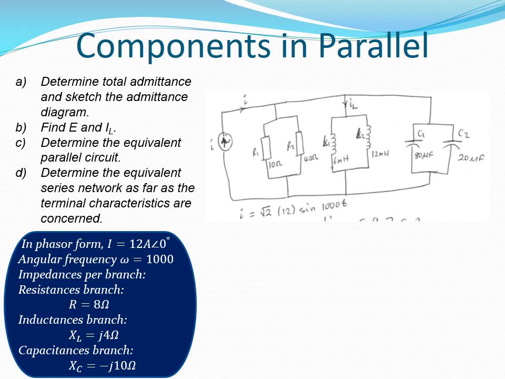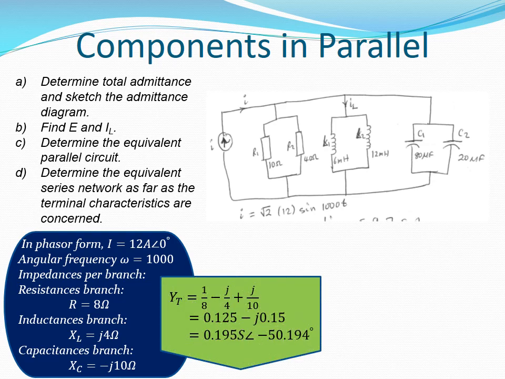Let's go on to determine the impedances of these three branches. For the resistance branch, the impedance is 8 ohms. For the inductance branch, we first determine the overall inductance of the two inductances in parallel and then calculate the corresponding impedance. We obtain it as J 4 ohms. For the capacitance branch, again, we first calculate the overall capacitance and then calculate the corresponding impedance. We obtain it as minus J 10 ohms.